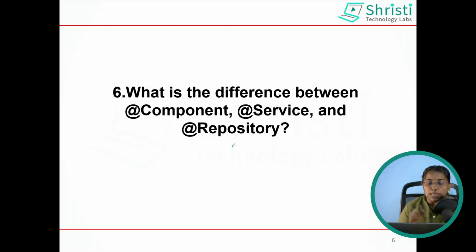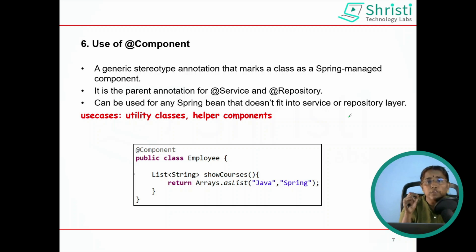Next question. What is the difference between @Component, @Service and @Repository? All these annotations are stereotype annotations. Before jumping into seeing the differences, first let us understand about these annotations. What is the use of @Component? This is a general stereotype annotation that marks a Java class as a Spring managed bean. This is a parent annotation for @Service and @Repository. It can be used on any class that doesn't fit into service and repository layer. So, use @Component annotation only for classes that are utility classes and helper classes.